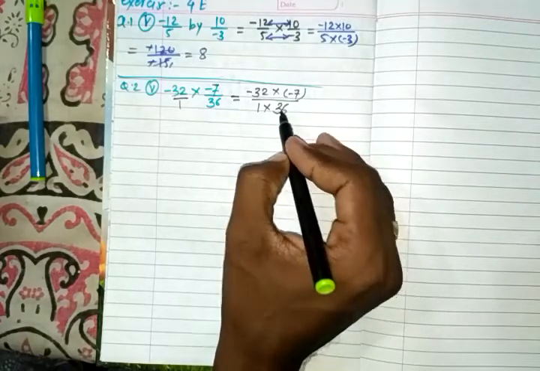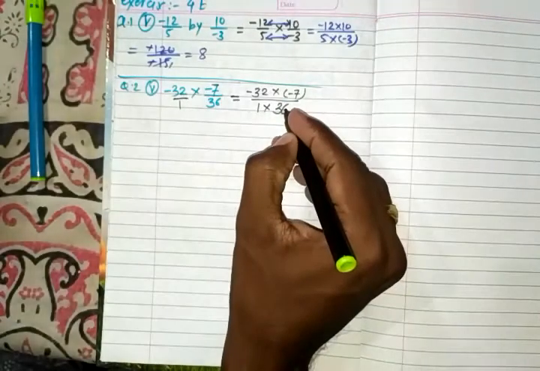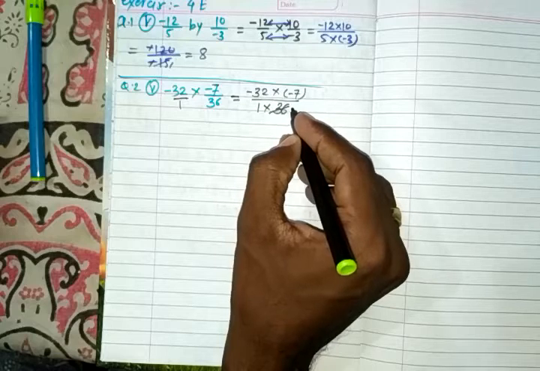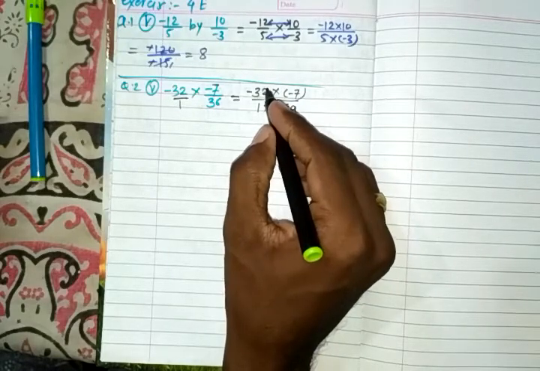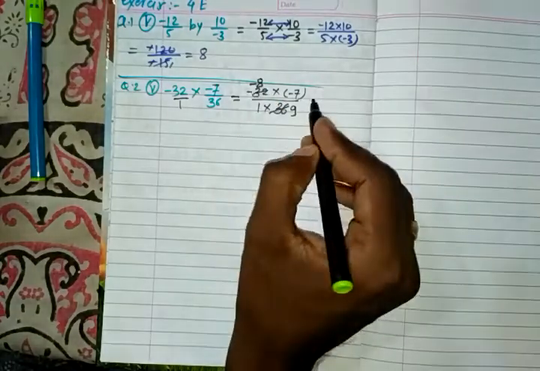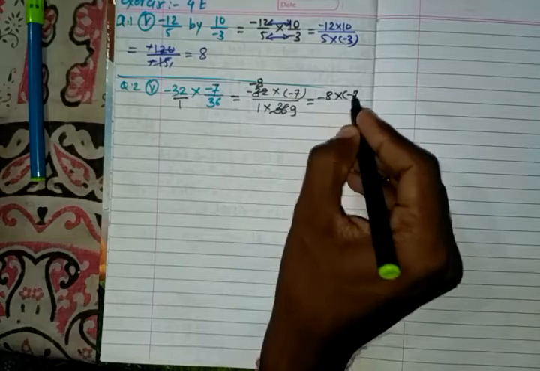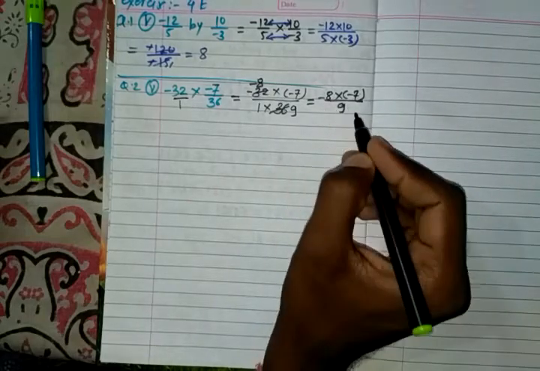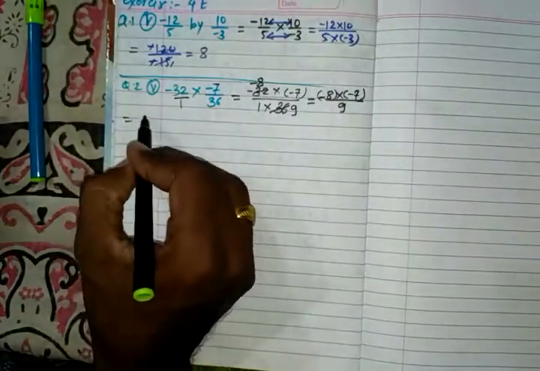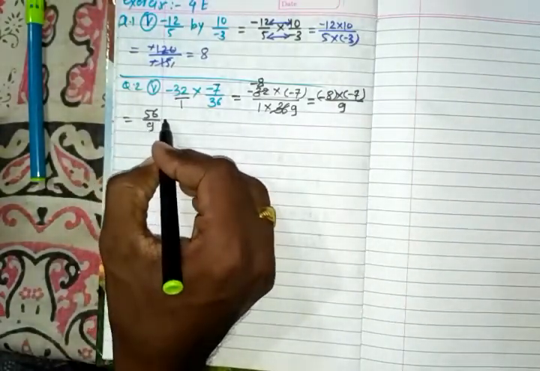So here we can see that 36 and 32 are multiples of 4. So I can divide by 4. 4 how many is 36? 4 nines are 36, and here 4 eights are 32, but there is a minus sign. Now minus 8 into minus 7 upon 9. Now both are minus in the numerator, so we can multiply them. 7 eights are 56 upon 9.